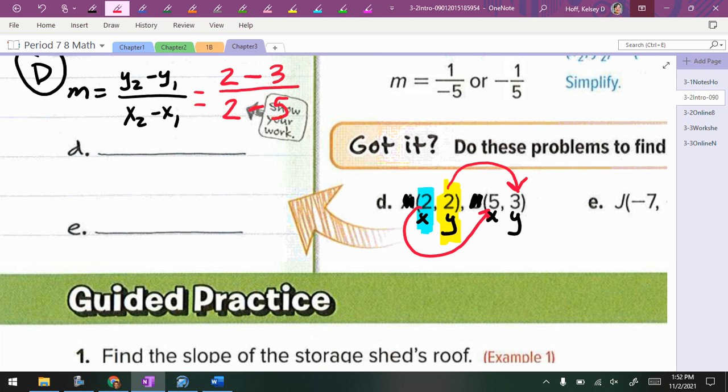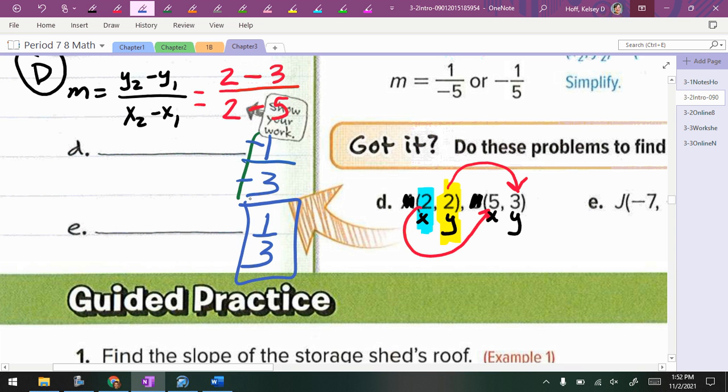So now we actually subtract. 2 minus 3, -1. 2 minus 5, negative 3. A negative divided by a negative is a positive. Then I get 1/3. Can I reduce 1/3? Your slope is 1/3.